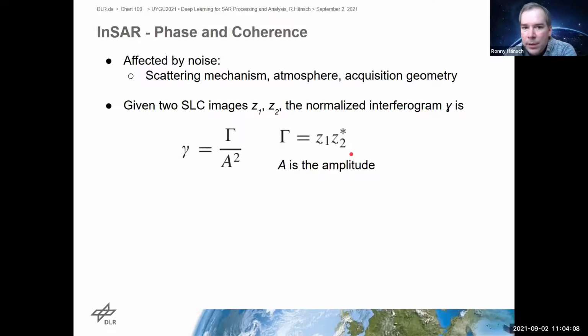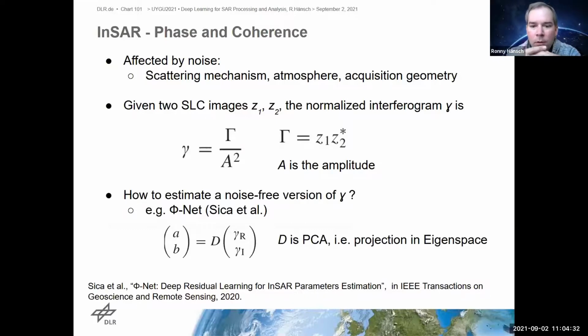The problem here is that we have a lot of noise in that. We have different scattering mechanisms that are introducing noise. We might have atmospheric effects that are changing the phase. So the amplitude is quite robust, but the phase is sensitive to some atmospheric things. The acquisition geometry has an influence, the baseline you might have, and so on. So the goal of this processing is: how can we obtain an enhanced version of the interferogram, noise-free, for example, and of course by deep learning.